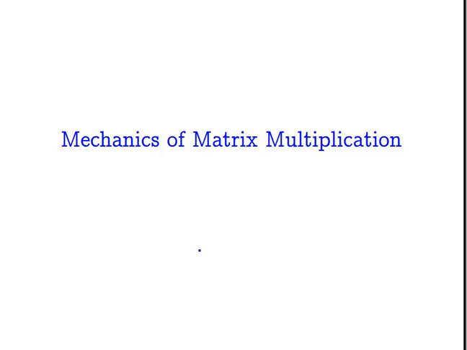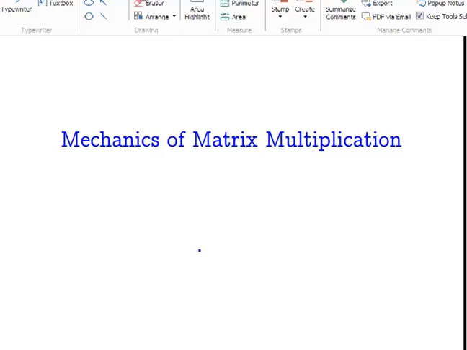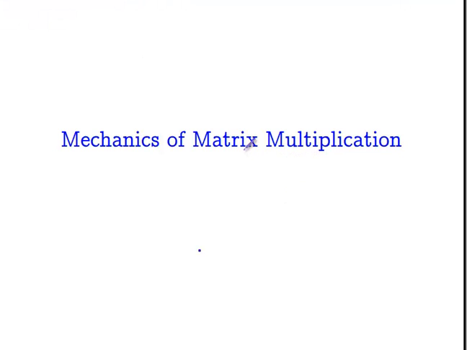Okay, in this section we're going to talk about some details of matrix multiplication. In particular, we're going to relate matrix multiplication to row operations. If you remember, row operations involved switching rows or adding a multiple of one row to another row, or just multiplying a row by a number. We're going to relate all of these operations to multiplication by matrices.